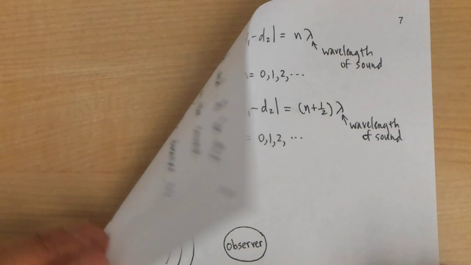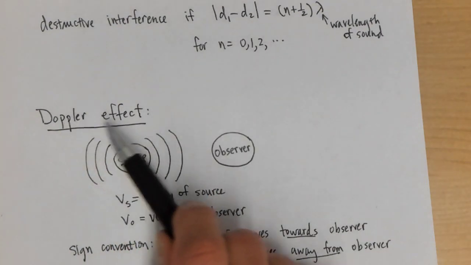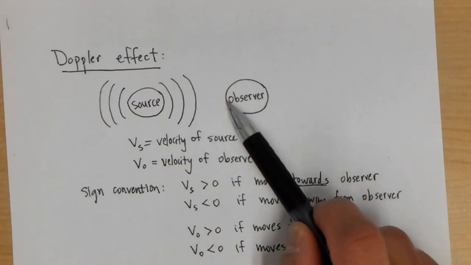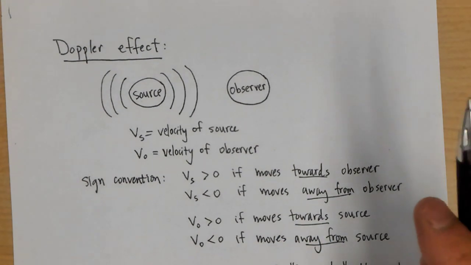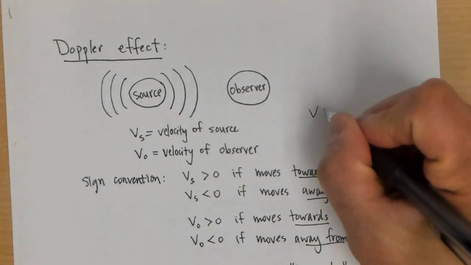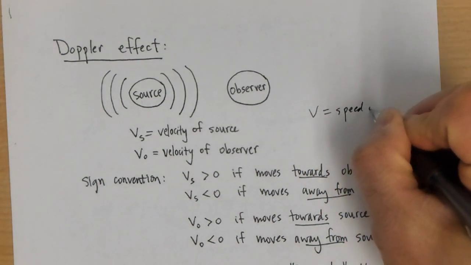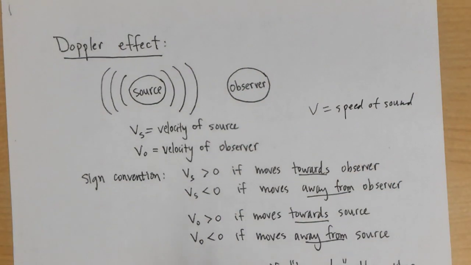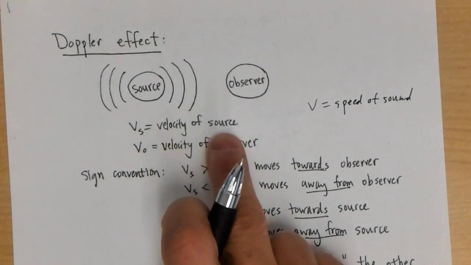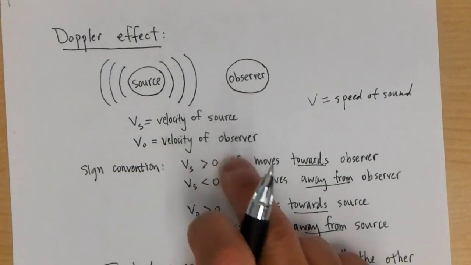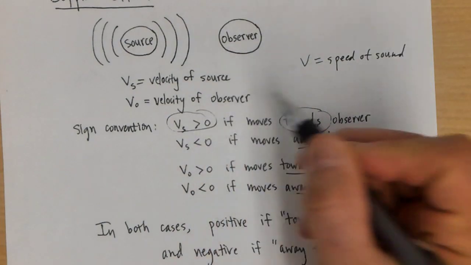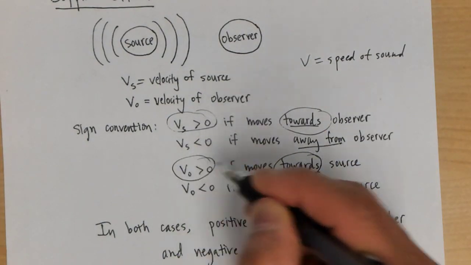The second to last topic is the Doppler effect. So we have a source that's producing some sound, and the speed of sound will be written as v. I'll just write that here, and I have some observer. The velocity of the source is vs, the velocity of the observer is vo, and the convention is that if you're going towards the other, you're positive.